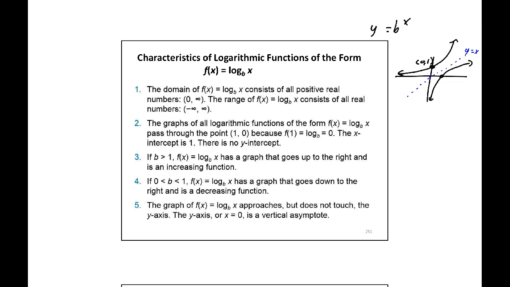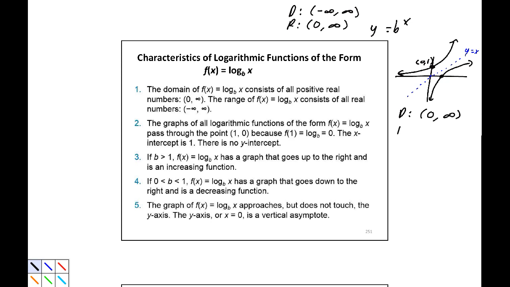So let's run through these properties. The domain of f of x equals log base b of x is all positive real numbers, 0 to infinity. Whereas with the exponential, we had a domain of all real numbers, minus infinity to infinity, and a range of 0 to infinity. With the logarithmic function, we have a domain of 0 to infinity and a range of all real numbers, minus infinity to infinity.